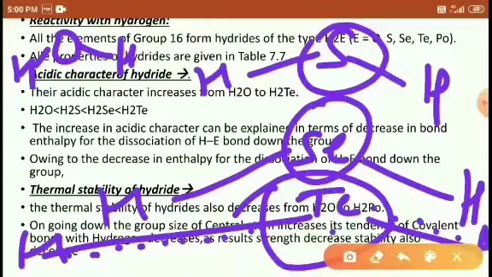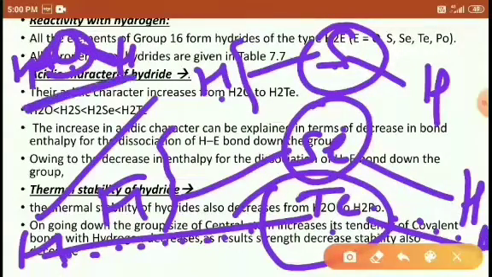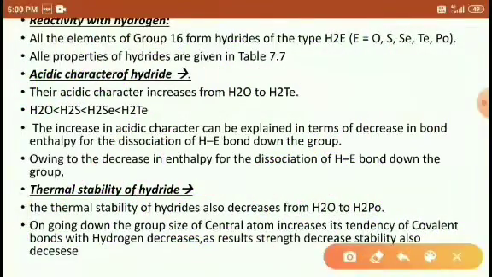So tellurium hydride is so weakly held with hydrogen that it more easily releases the hydrogen ion as compared to selenium hydride. Selenium hydride more easily releases the hydrogen ion as compared to sulfur hydride. Sulfur hydride more easily releases the hydrogen as compared to water. Water is smaller in size because it is strongly held with the hydrogens, so its acidic character is very less. It will not easily release the hydrogen. Right students? So as the size of the atom increases, the bond dissociation enthalpy decreases down the group.